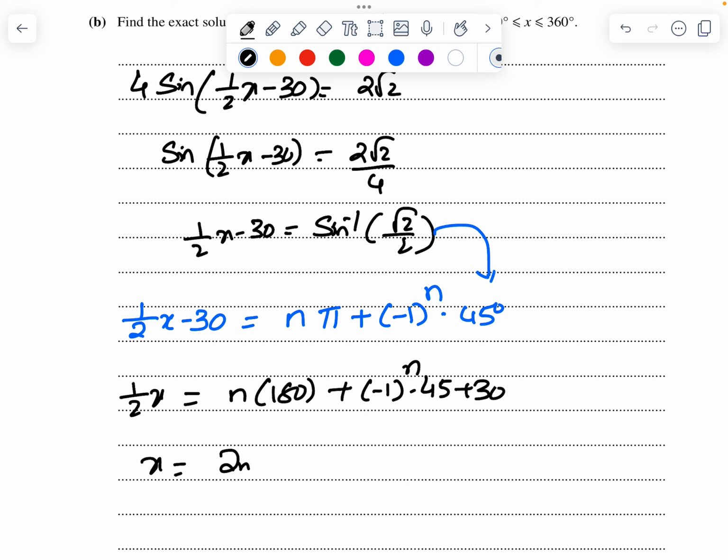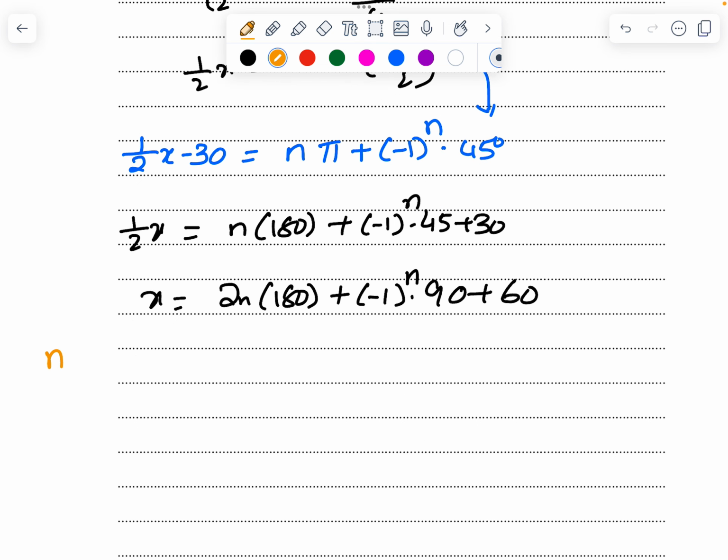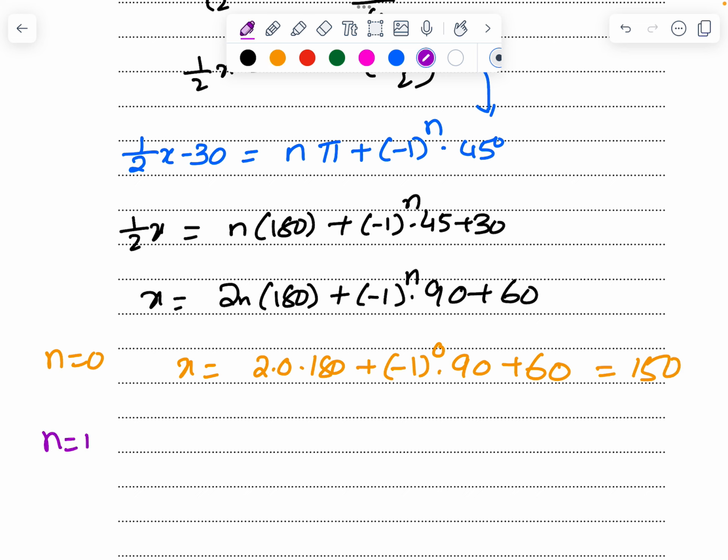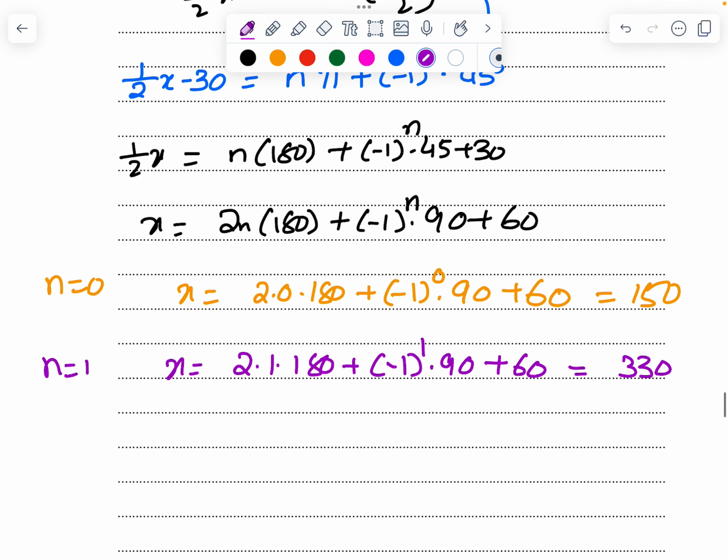Then bring the 2 also to the other side: x equals 2 times n times 180 plus (minus 1) to the power of n times 90 plus 60. Then plug in n equals 0, so x equals 2 times 0 times 180 plus (minus 1) to the power of 0 times 90 plus 60, which gives me 150. n equals 1, so 2 times 1 times 180 plus (minus 1) to the power of 1 times 90 plus 60, which gives me 330. So the answer is 150 degrees and 330 degrees.